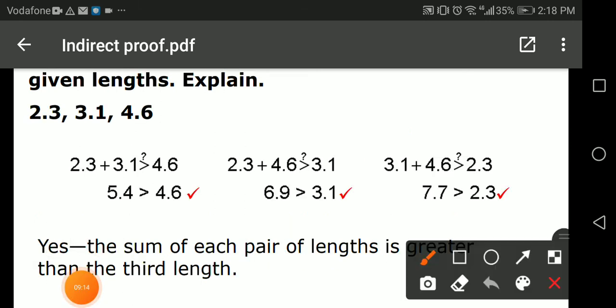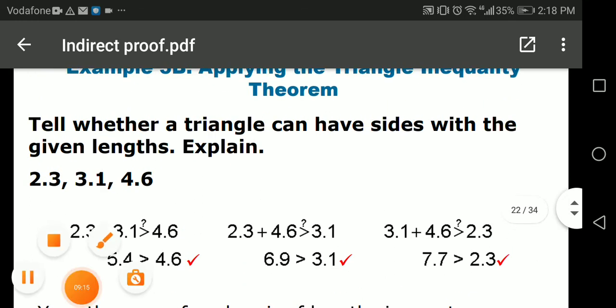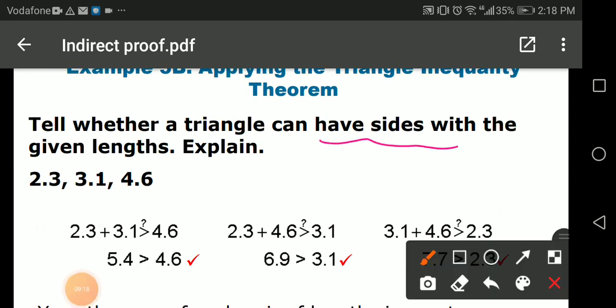Okay, so he gives me another example of whether a triangle can have three sides with the given lengths or not. Explain. We have three sides with decimals, so we're going to take the sum of two of them and check whether it's greater than the other side or not. 2.3 plus 3.1, I chose the first two. It gives me 5.4, which is greater than 4.6. So it satisfies our theorem.